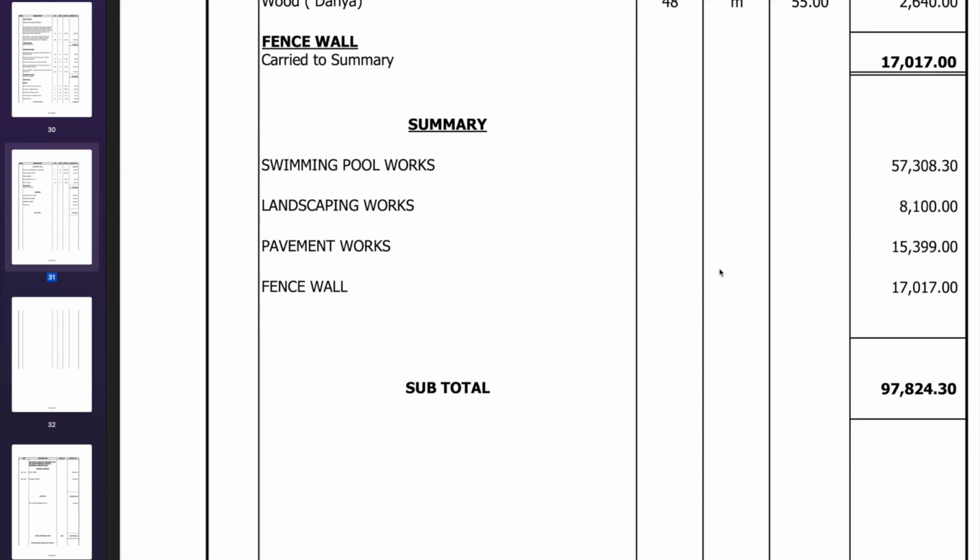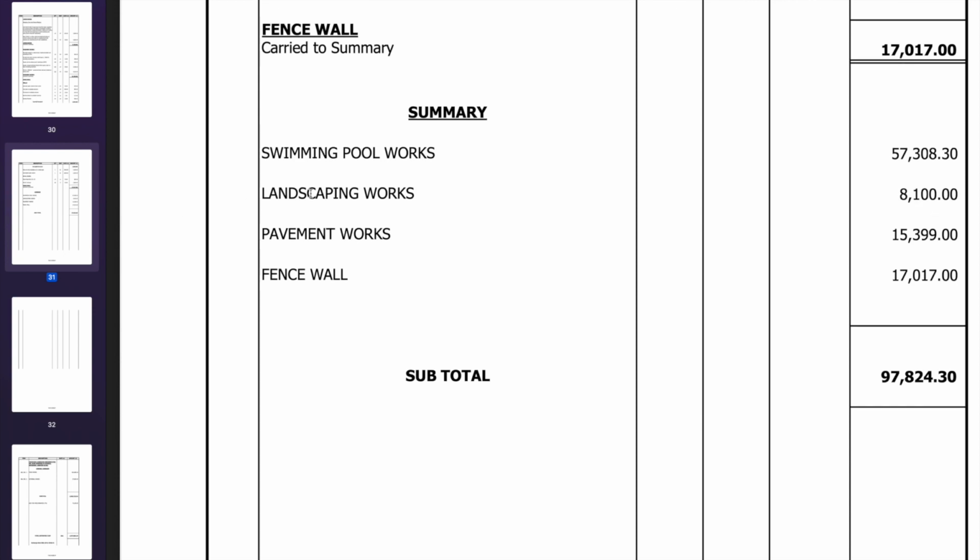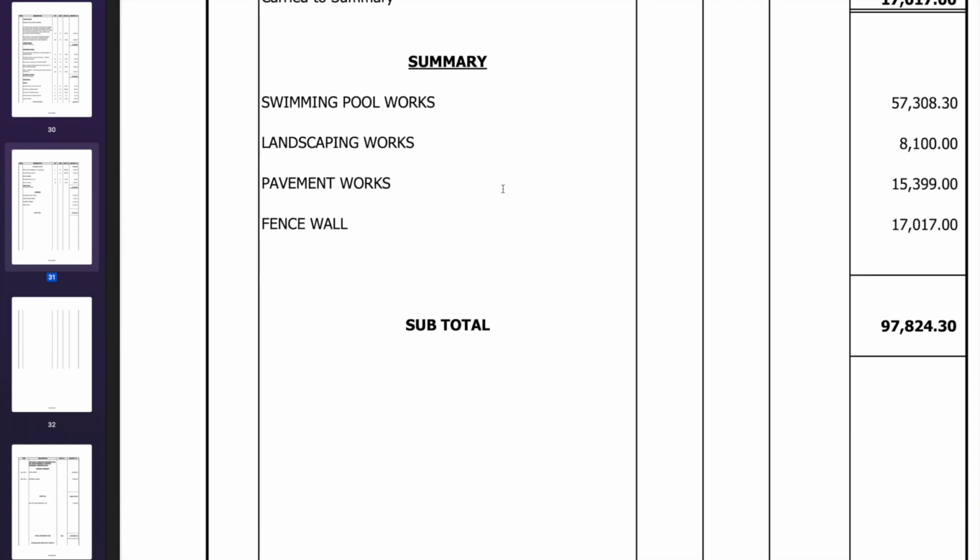Landscaping works cost me 8,100 Ghana cedis. So when you do the math, it's a little bit over $1,000. You can just divide it by 5.4 if you want to know. I'm not gonna keep doing this math. So pavement works, which we changed, so that cost me more money.